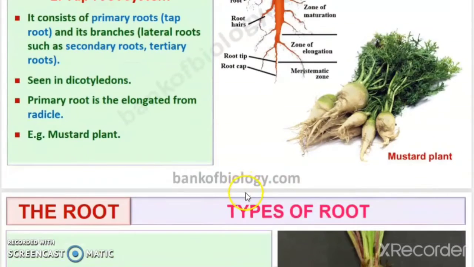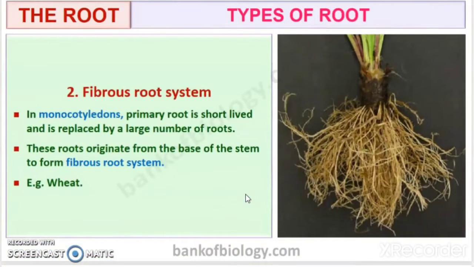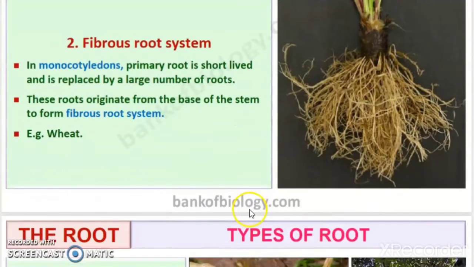We also saw the next part, which is the fibrous root system. This is seen in monocotyledons, and the primary root here is short-lived and is replaced by a large number of roots. They originate from the base of the stem. An example of these plants is wheat.